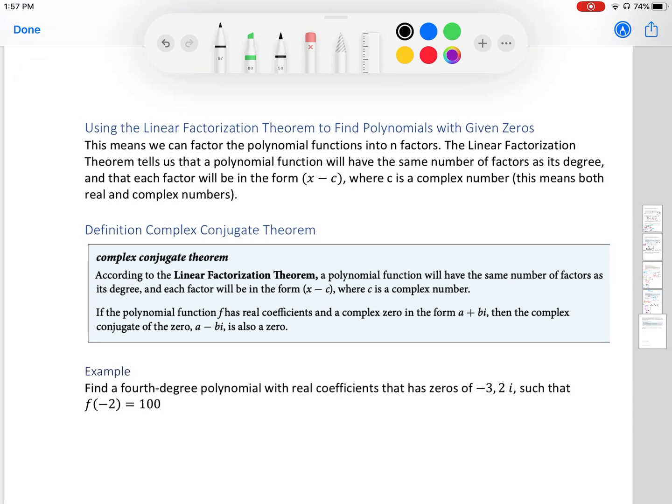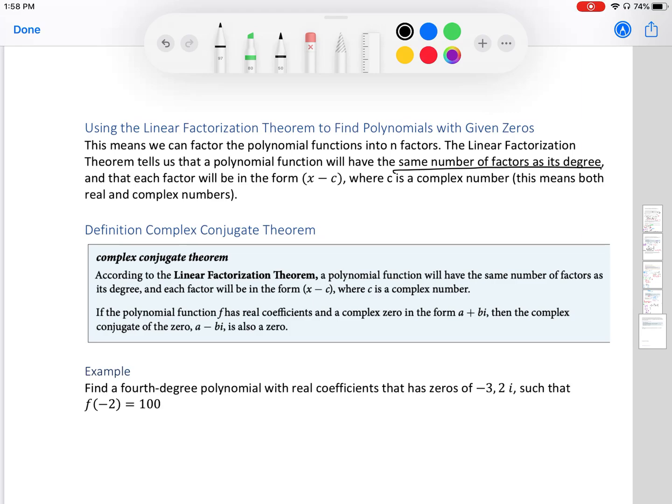Using the linear factorization theorem to find polynomials with given zeros. This means we can factor the polynomial functions into n factors. The linear factorization theorem tells us that a polynomial function will have the same number of factors as its degree. Super important. And each factor will be of the form x minus c, where c is a complex number. This means both real and complex numbers.